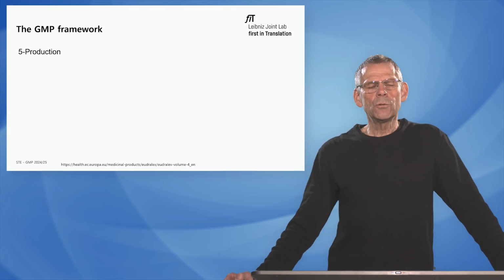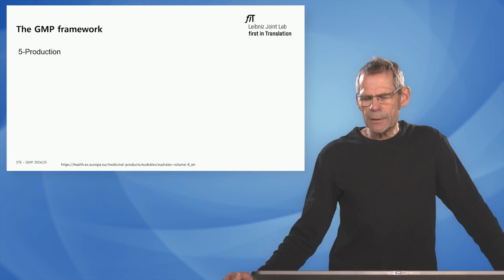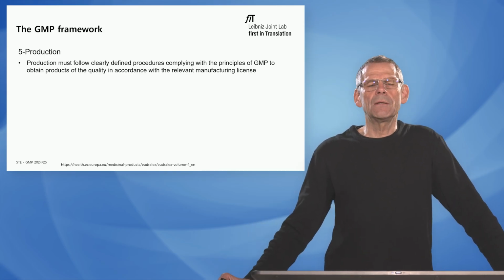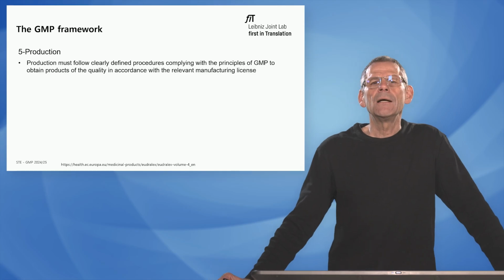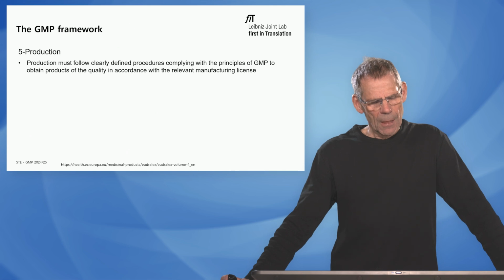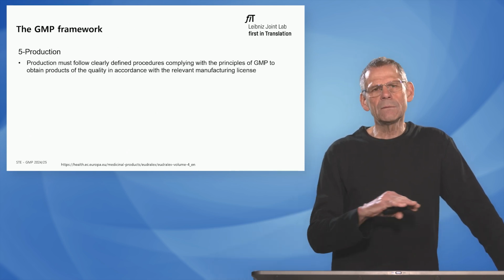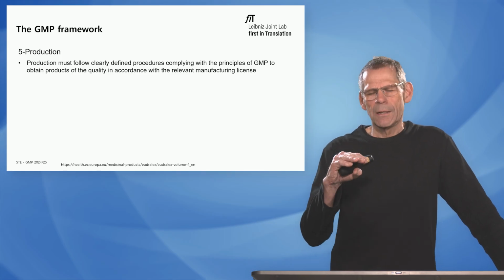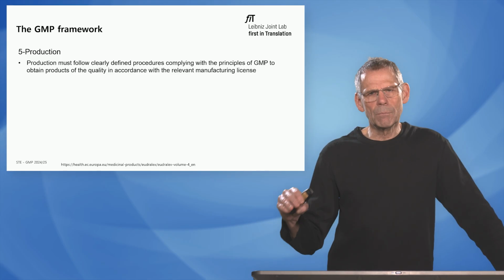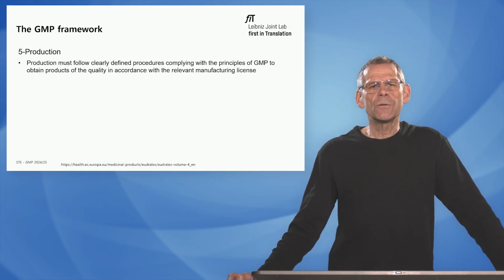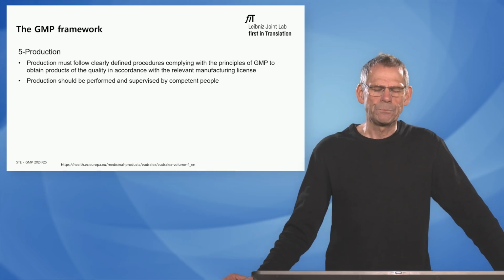Finally, it comes then to production. What do we do in production? The production must follow a clearly defined procedure complying with the principle of GMP to obtain the product of quality in accordance with the relevant manufacturing license. Which basically means that within any manufacturing campaign, I have a clear procedure which I have to follow, including all the controls or monitoring exercises I do, the sampling exercise that need to be assured during the manufacturing.